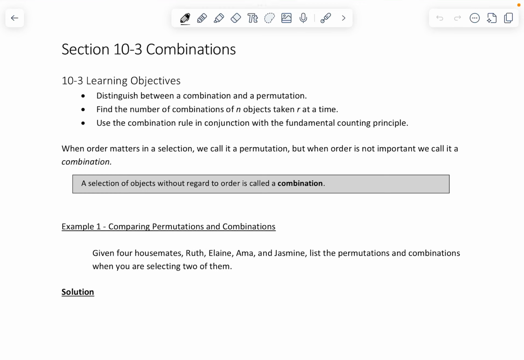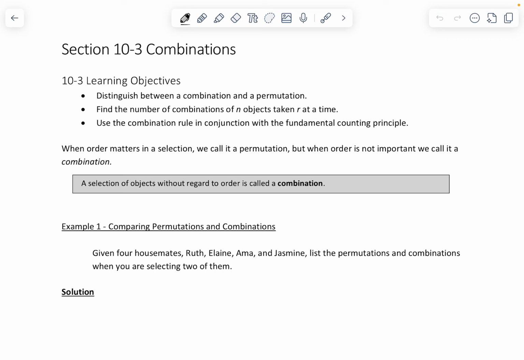In this video, we will be talking about combinations. Our learning objectives here are to distinguish between a combination and a permutation, how to find the number of combinations of n objects taken R at a time, and then how to use the combination rule in conjunction with the fundamental counting principle.